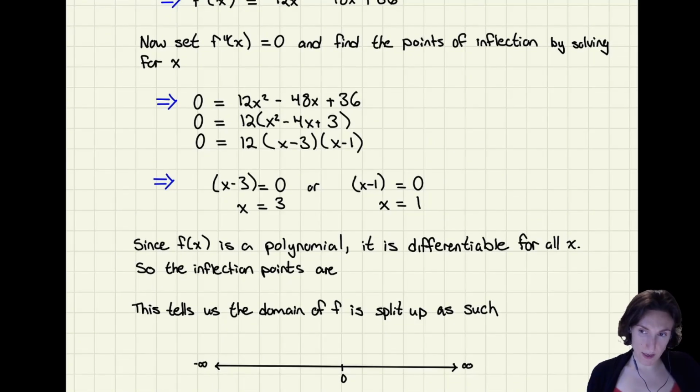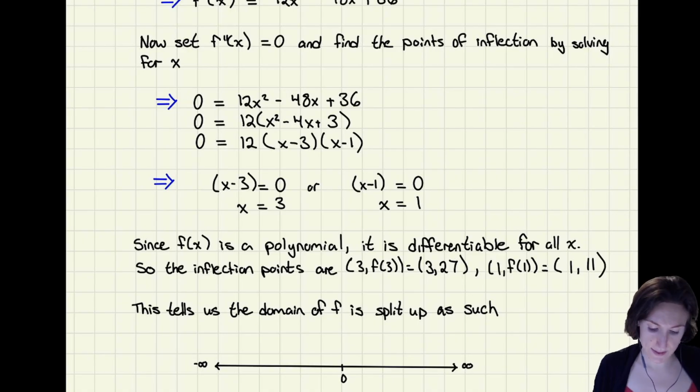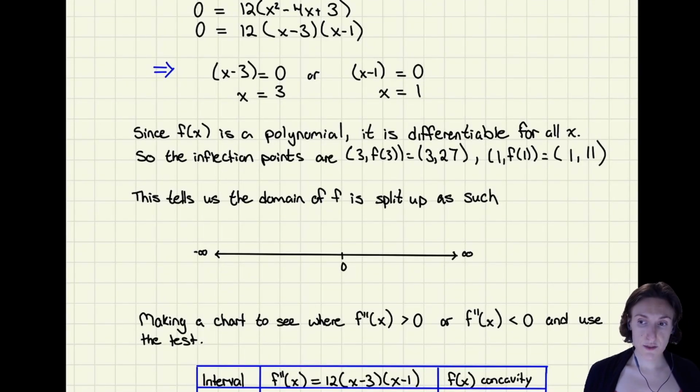So our points of inflection: f of 3, which if you plug 3 into the function, you're going to get 27. So (3, 27). And the other one, f of 1. If you actually plug 1 into your function, you're going to get 11. So these are the points of inflection. And similar to before, this is going to tell us how to split up our interval to check for concavity. We have a point of inflection at 1, and we have a point of inflection at 3.